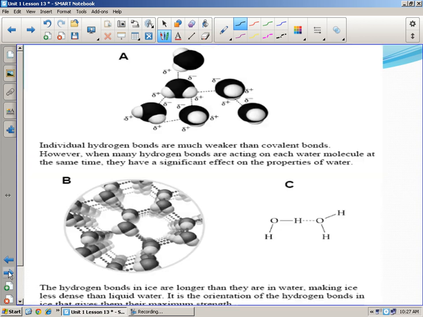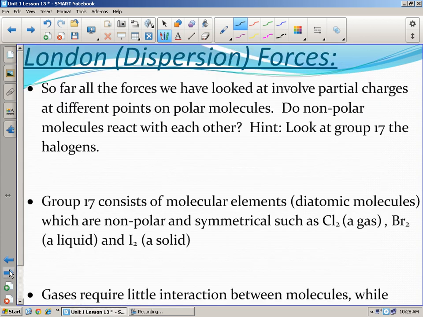You can read through all that. The example we gave you. And then we got to London. Okay? And London forces are for nonpolar molecules.